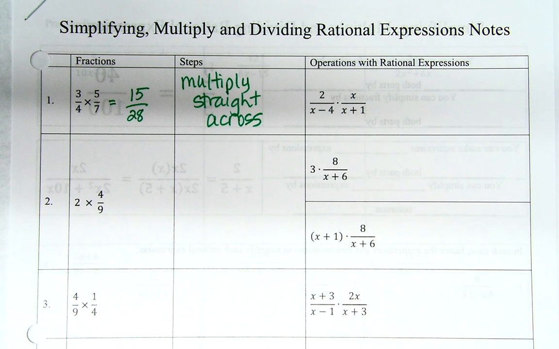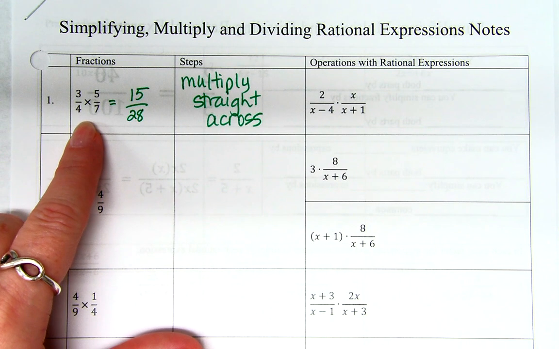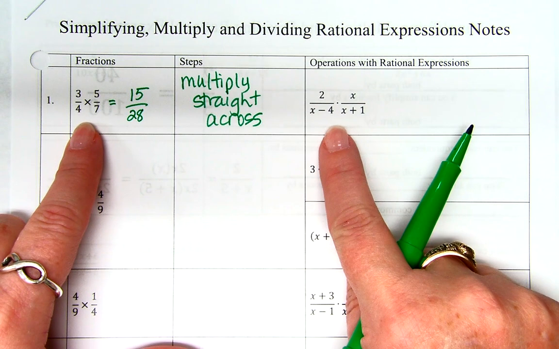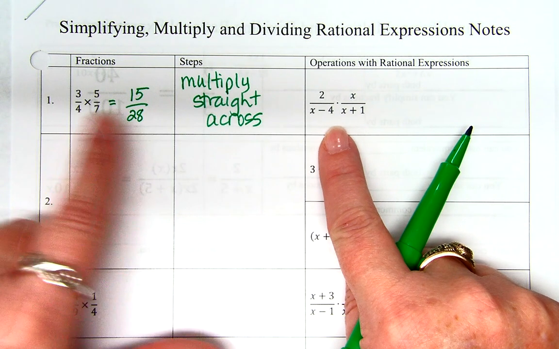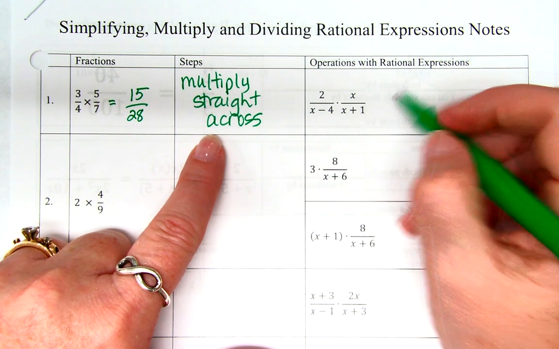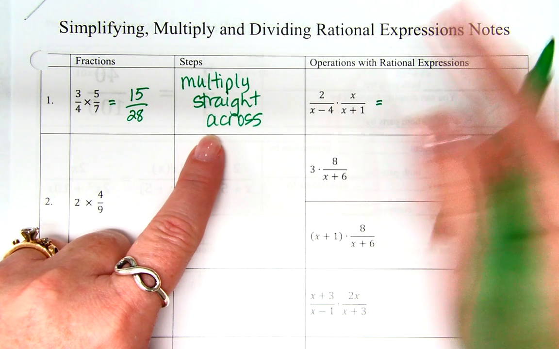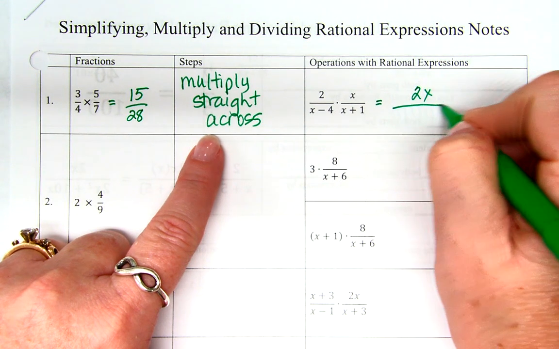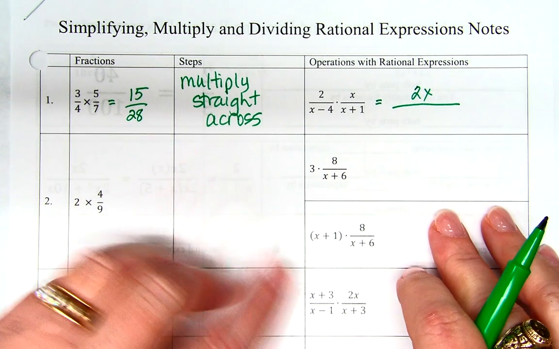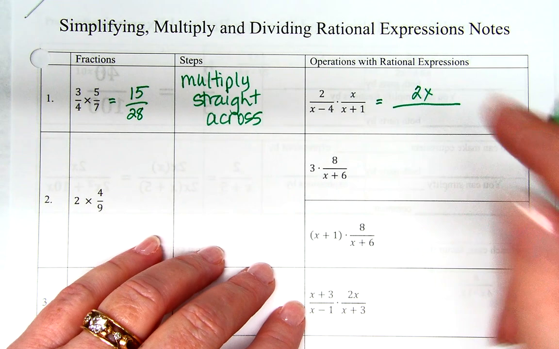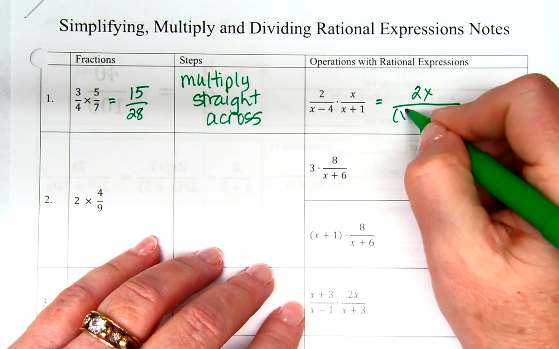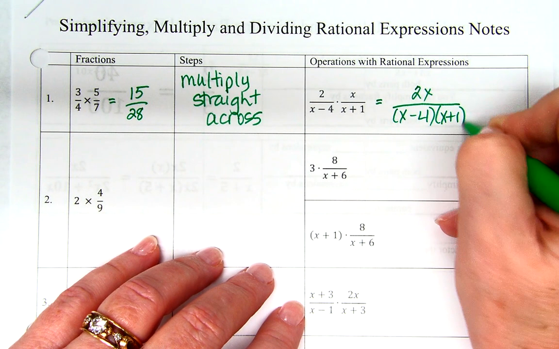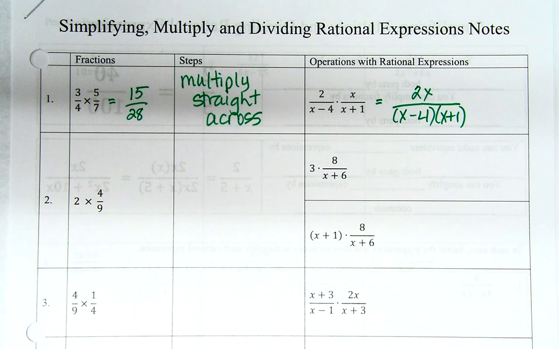How is it any different if I were to multiply rational expressions instead of just fractions? Aren't these just fractions? So are my steps any different? Then what's 2 times x? 2x. I'm going to beg you not to make this harder than it is. What is x minus 4 times x plus 1? It's just x minus 4 times x plus 1.